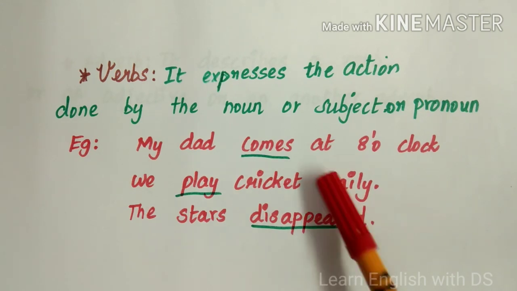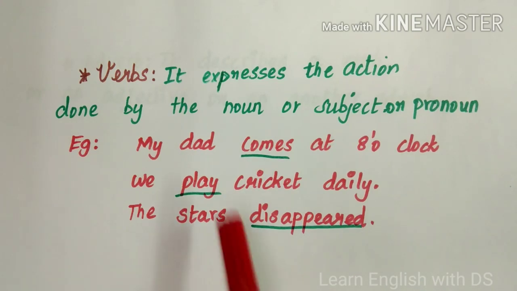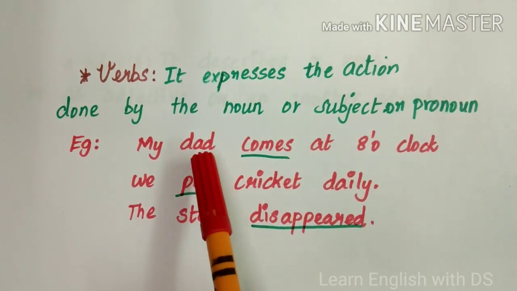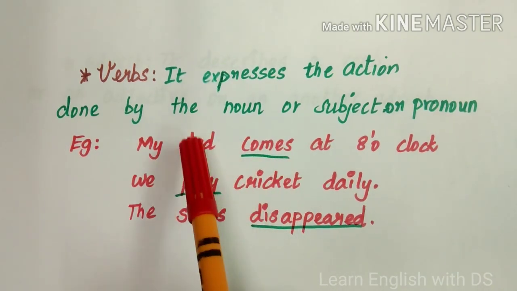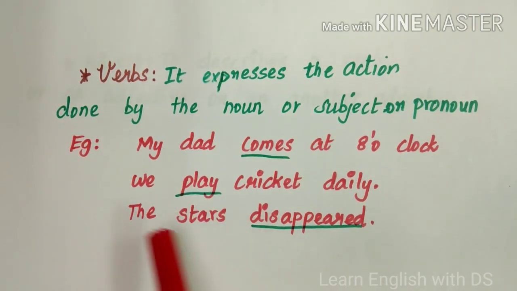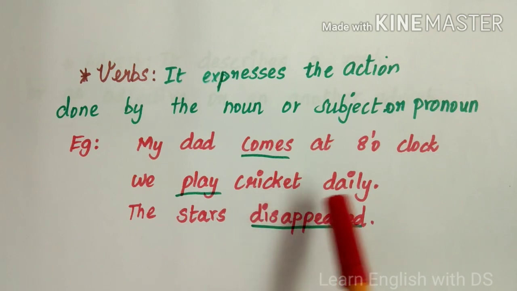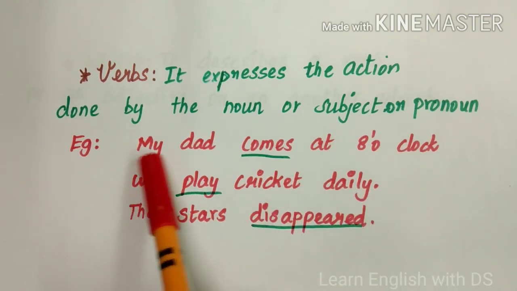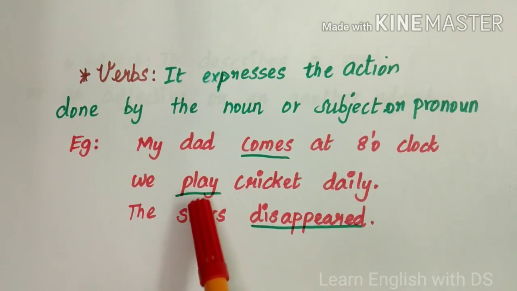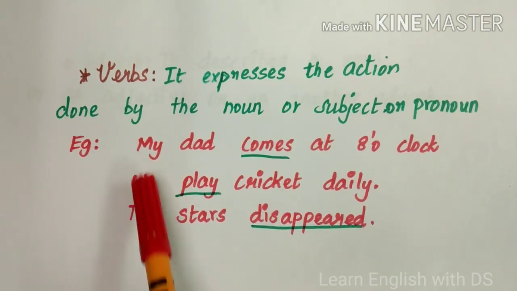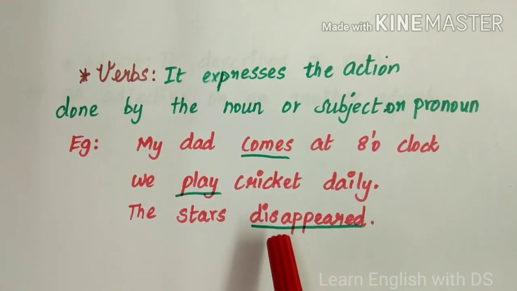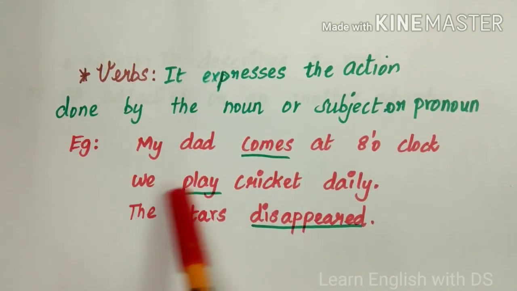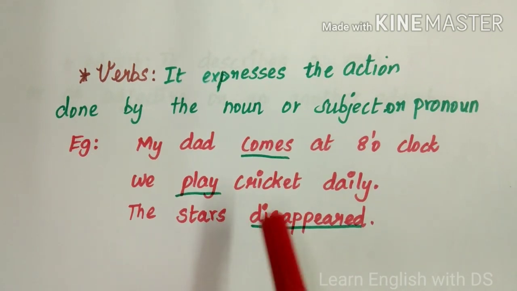My dad comes at 8 o'clock. In this sentence, my dad is a subject or noun and comes is the action done by the subject. Clear? Next one. We play cricket daily. In this sentence, we is a pronoun and play is the action done by the pronoun we. The stars disappear. In this sentence, disappear is the action done by the noun stars. So, disappear is a verb.